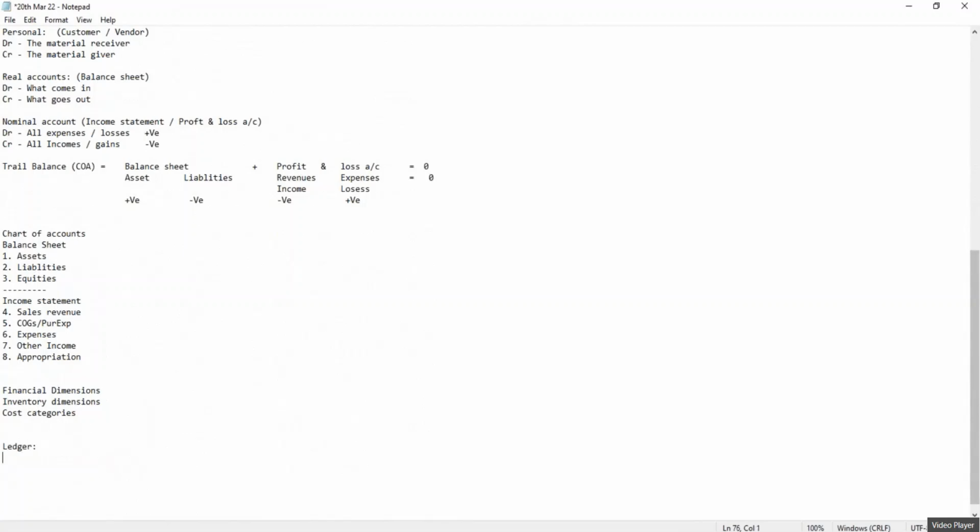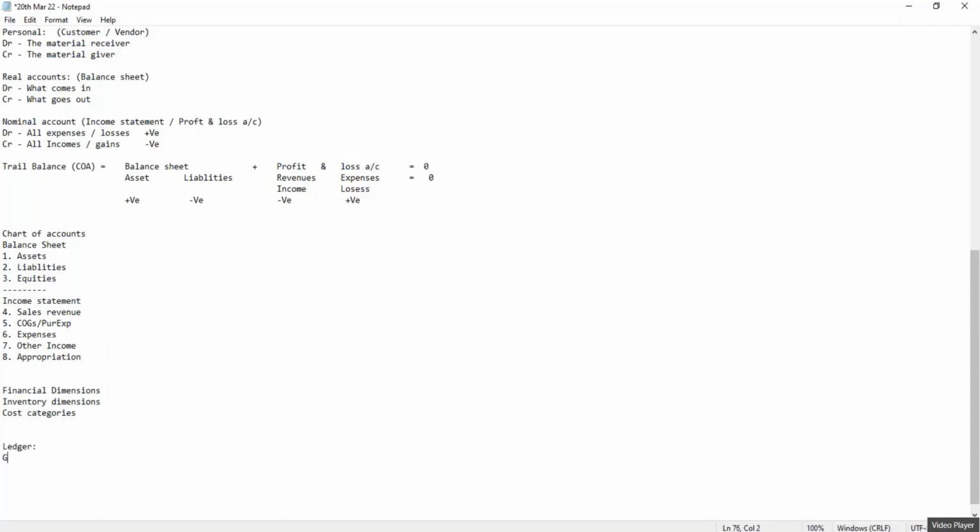Means it is head, human head. If you are comparing ERP with the human head, that is how important it is. Without a head, no one can survive. In the same manner, this ledger is important.